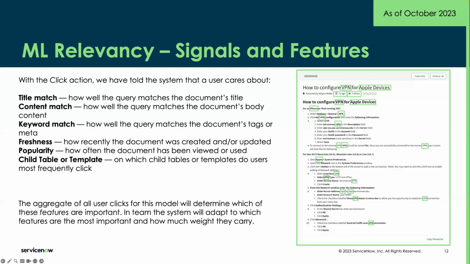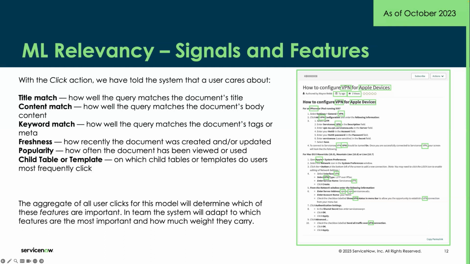But what we're actually doing is bringing in all of the information that would tell us that this is a relevant result and aggregating that. So what that means is when we click, there is some indication of how helpful the title was. There's some indication of how helpful the content was. There's some indication of how helpful the keywords or the tags or meta were. There's some indication of how the freshness and popularity influenced that click. On top of what's available in the out-of-the-box model, we also consider the source that the information came from.